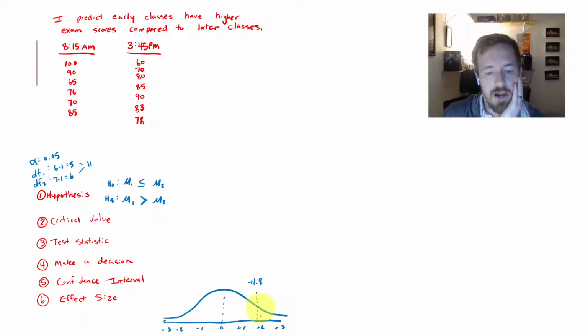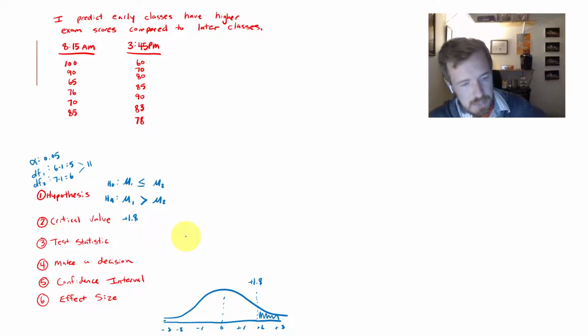And you may ask, why did I put it here and not down there? The reason why is because I'm looking for greater than, so I'm looking for positive change. And so for that reason, I'm going to be looking for values in this part of the curve. So the t-critical is going to be plus 1.8, positive 1.8.